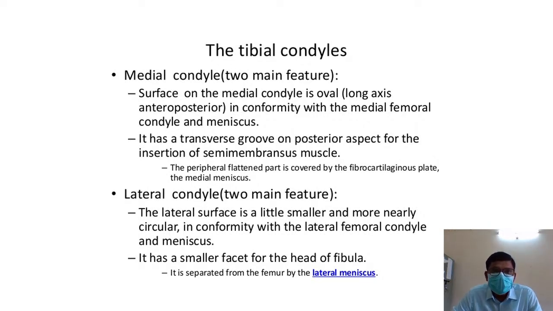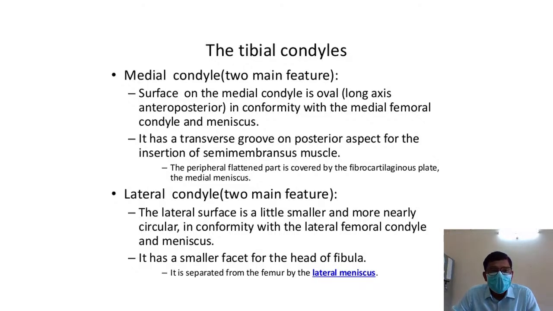The surface of the medial condyle is oval along the long axis, in conformity with the medial femoral condyle and the meniscus. So now we are comparing the shape of the medial condyle of the tibia with the medial condyle of the femur, because both of them have to articulate. And it has a transverse groove on the posterior aspect for the insertion of the semimembranosus muscle.